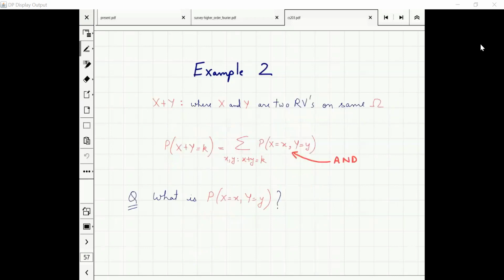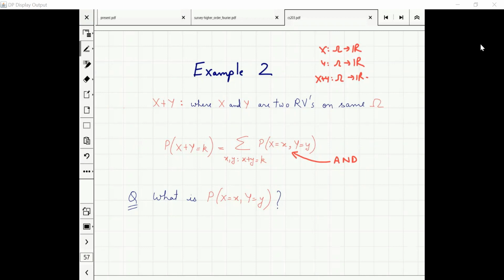Okay, if that is the case, then let's take another example. Why should we only worry about just one random variable, a function of just one random variable? We said that we have two random variables. We can have multiple random variables on the same sample space. Let's take their addition. If X is a function from omega to R, Y is a function from omega to R, X plus Y is also a function from omega to R. Right?